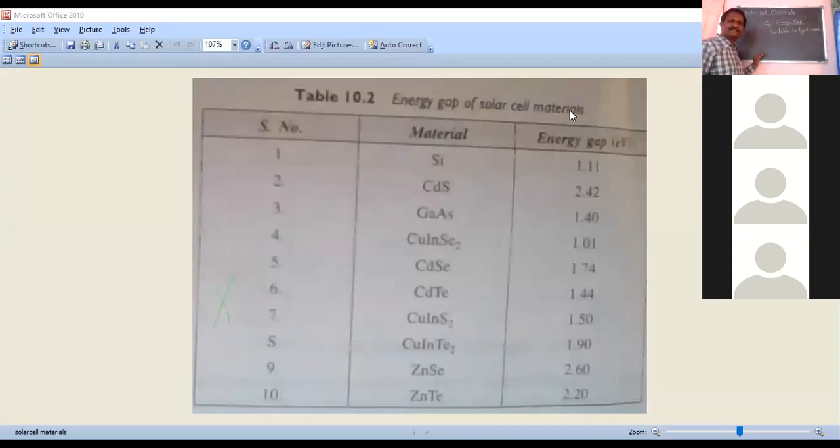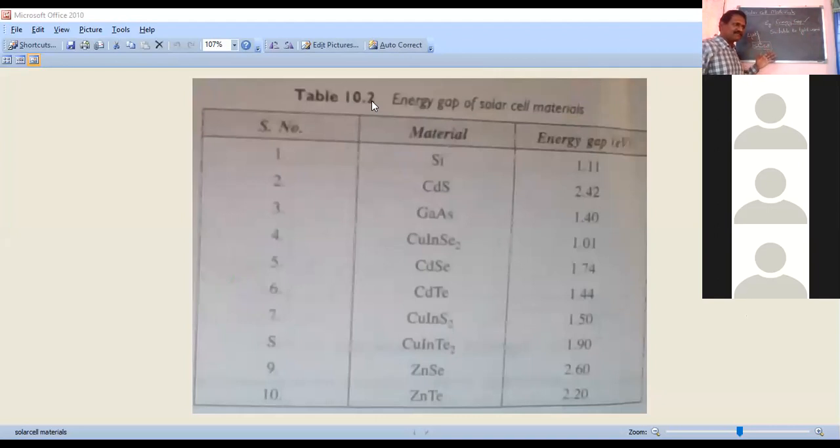What is the meaning of this? The meaning of this is there is light which is going to fall on the solar cell. So let us say this is a solar cell. This light is going to fall on the solar cell. The solar cell is supposed to absorb the energy. This material which is supposed to be absorbing the light must have an energy gap which is suitable for the light.